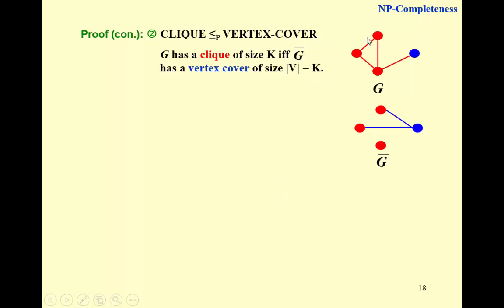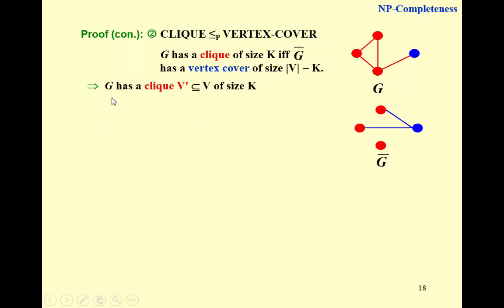So in this example, it means that if the original graph G has a clique of size 3, those red vertices belong to the clique of size 3, right? And it's equivalent to say that the complement of the graph has a vertex cover which contains the blue vertex of size V minus K, which is 1. Now let's try to prove it.